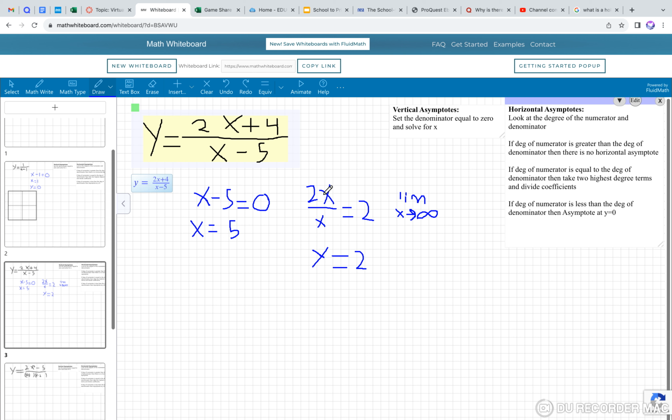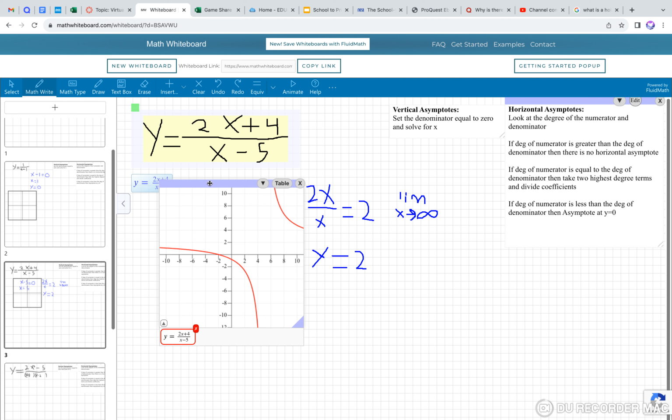So that's why we only factor in the highest degree terms while we find the horizontal asymptotes, if the degrees are equal. So if we ended up plugging in infinity, this would go to 2. So that's why we have a horizontal asymptote at 2. Hopefully that makes sense. And we can see that when we put it in the graph.